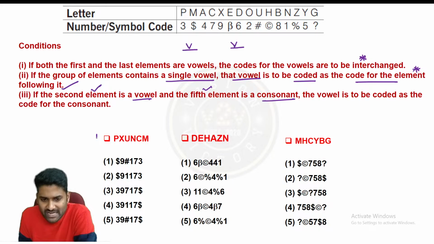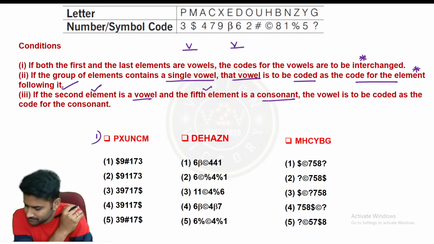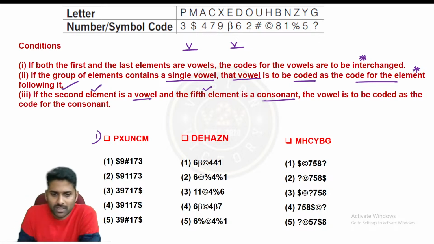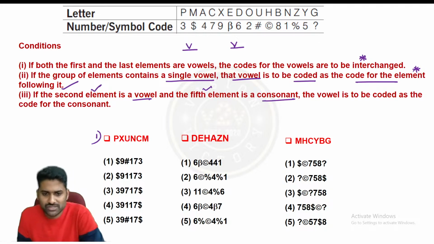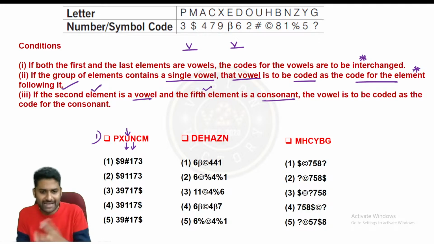Now, question number 1 satisfies which of the following conditions? Observe carefully. If you observe the entire word, you can see there is only one vowel. If you get only one vowel, you have to code it as the next letter's code. Next letter code means the U code must depend on the N code only. They clearly mentioned that the vowel is to be coded as the code of the element following it. So which letter is following here? Here N is the following letter.